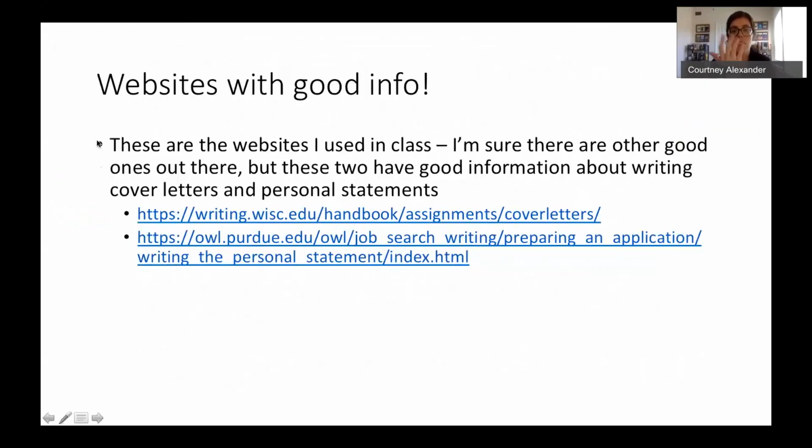These are the websites you can go to for some more information. And for your assignment, you're going to have to write a cover letter for a fake job and a personal statement for a fake application to a graduate program. So best of luck.